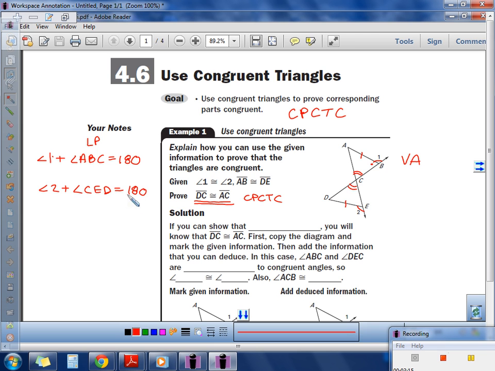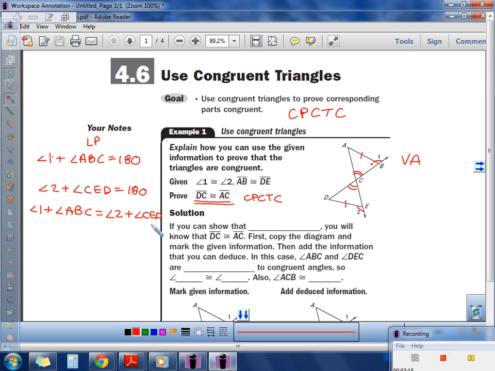These two have something in common. What do they have in common over here? They both equal 180. If they both equal 180, then I can set these pieces equal to each other. So that's what I'm going to write now: angle 1 plus ABC equals angle 2 plus CED.